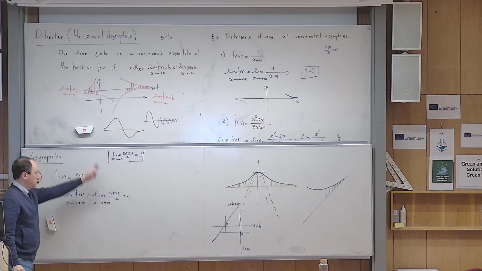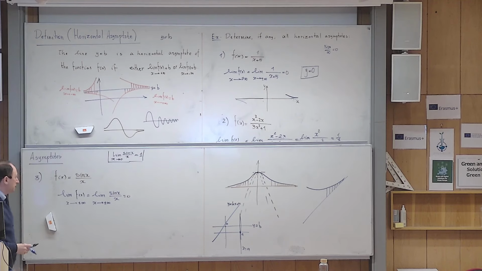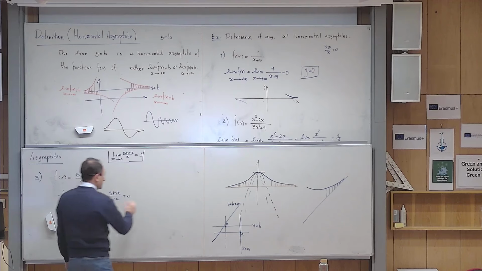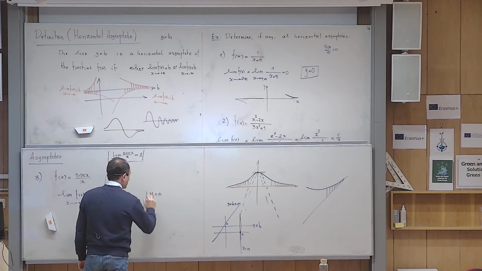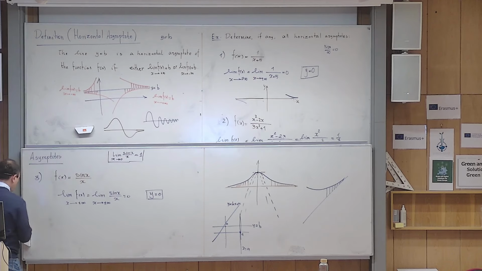So don't get disturbed here. So here x goes to plus or minus infinity, so the limit is 0. But don't write y, 0. So don't write 0. The answer is y equals 0. And one more example, we go to the next part.